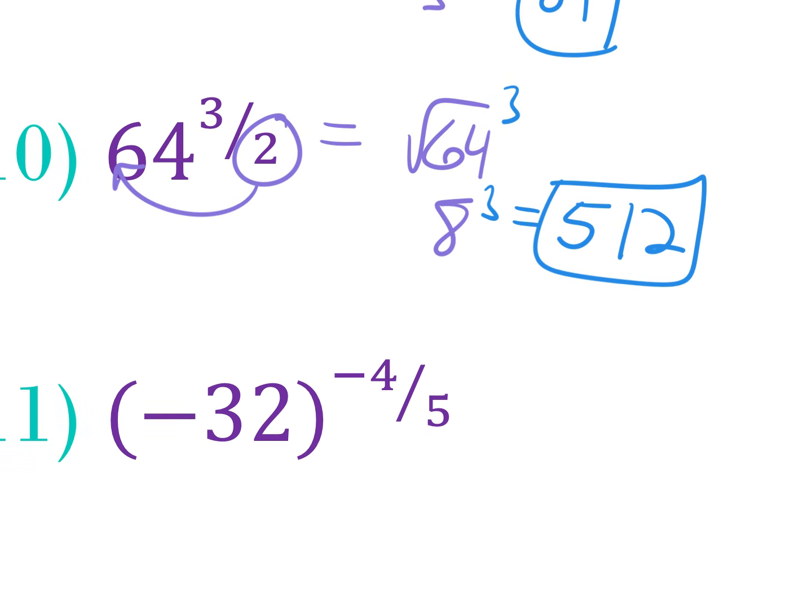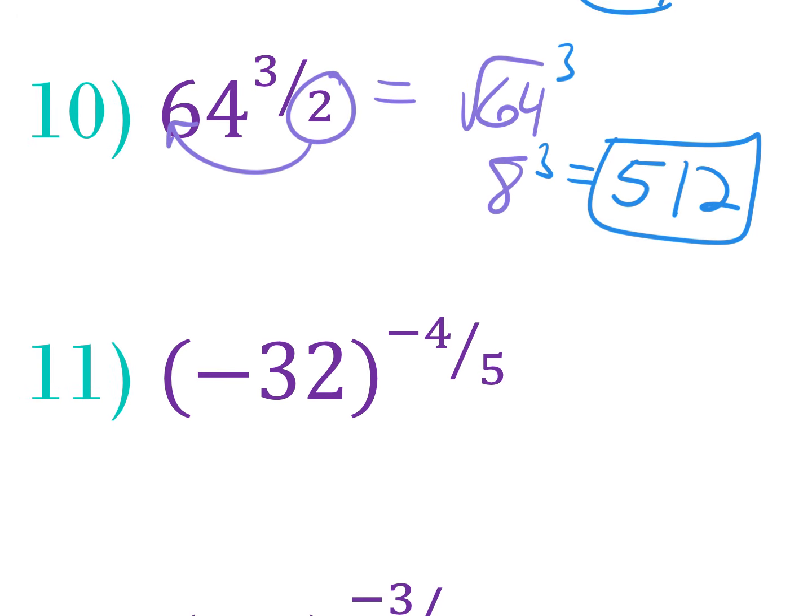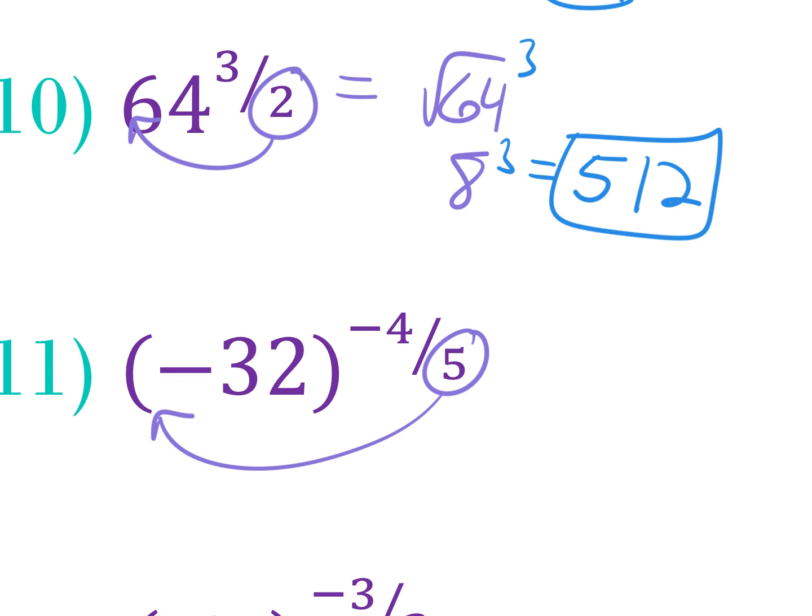All right, what do we get for the next one? 512. Okay, I heard a couple different things. Let's work it out. I wanted to flip it first, but I already wrote that, so I'm going to show you that it's fine if you change it to a radical first.